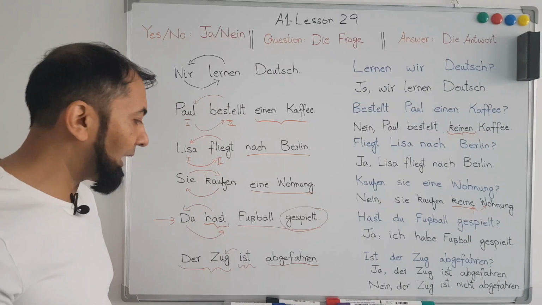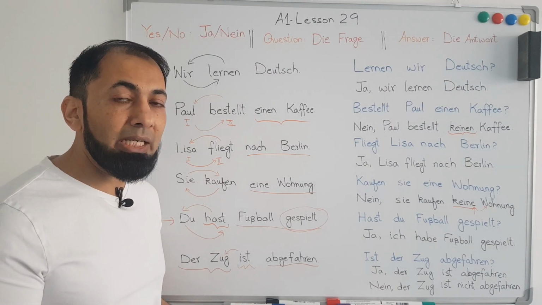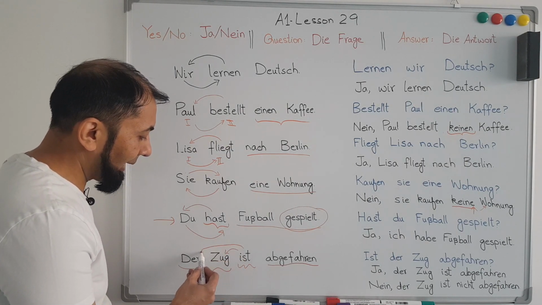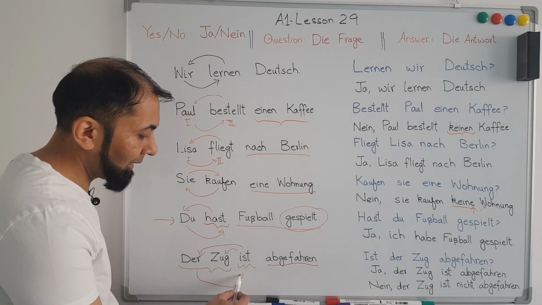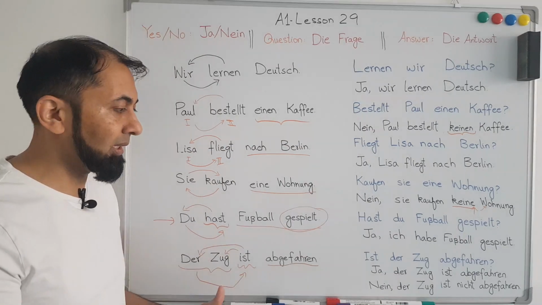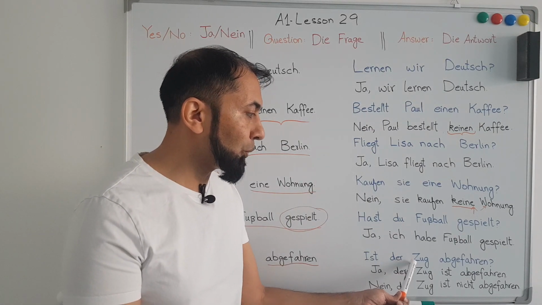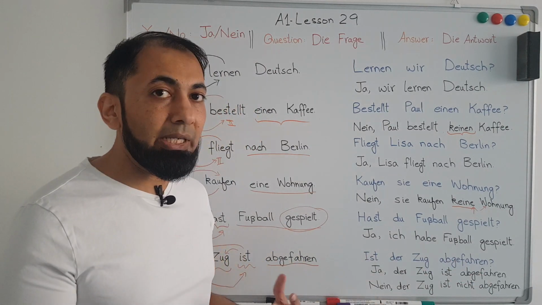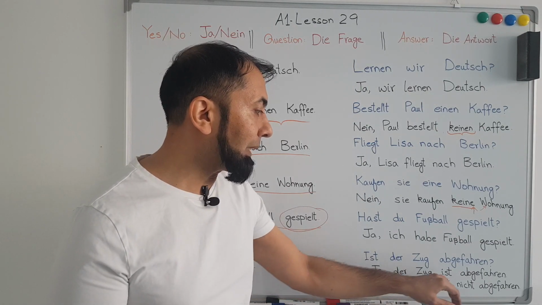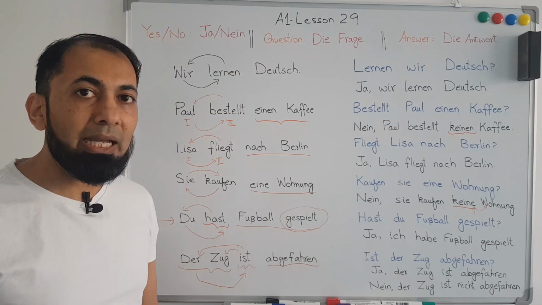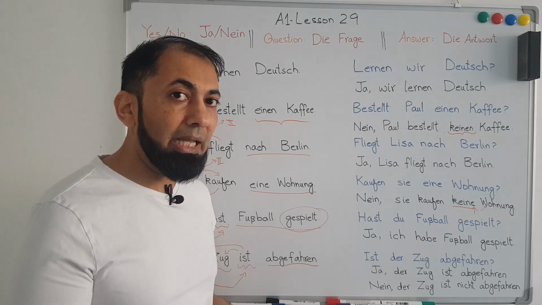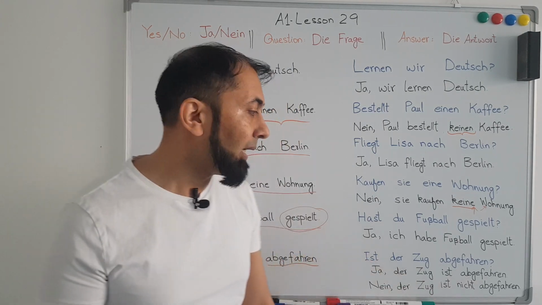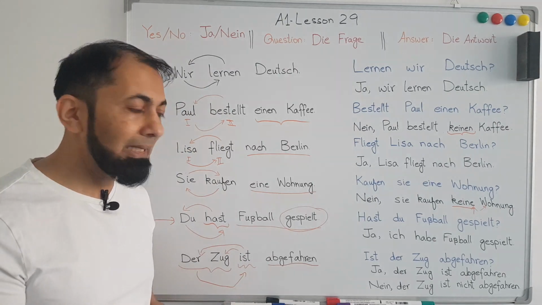The train has departed. Now, in order to ask a question whether the train has departed, what we have to do is put the conjugated helping verb at the first position and the subject at the second position, and it will become a question. So it is: ist der Zug abgefahren? Has the train departed? If the train has departed, ja, der Zug ist abgefahren. Yes, the train has departed. And if the train hasn't departed, nein, der Zug ist nicht abgefahren. No, the train hasn't departed.